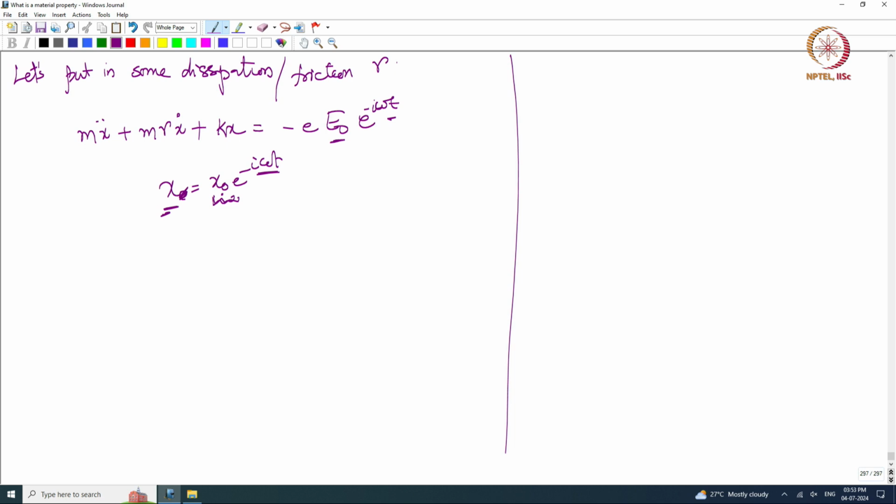Okay, all right. Now, let me just write down the solution. The solution for x naught is going to be minus e naught divided by m times omega r square minus omega square, which is the general solution I have, but there will be this gamma term, right. So, this is a typical spring mass system.